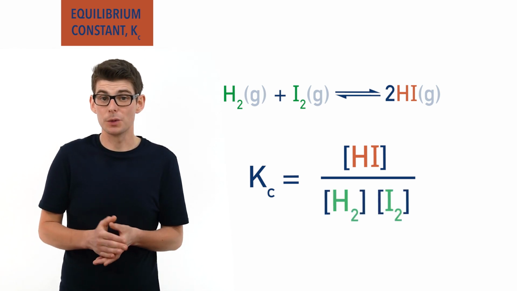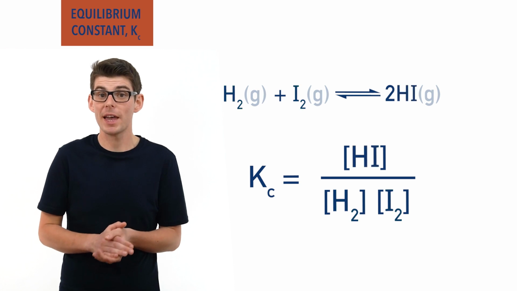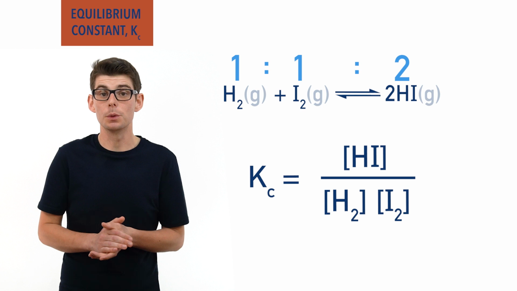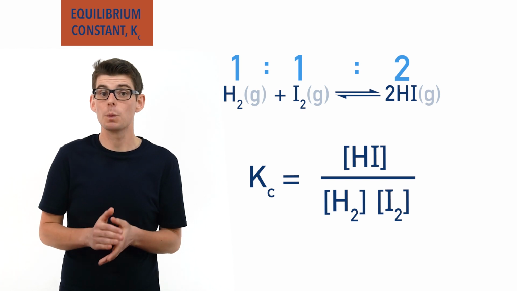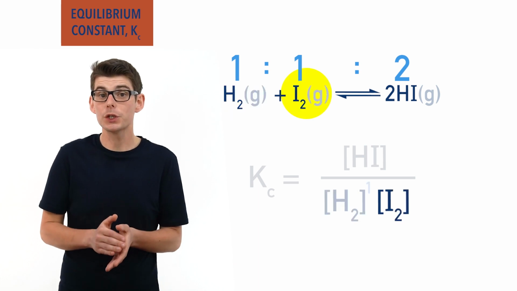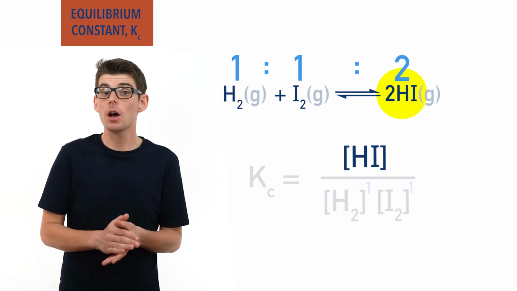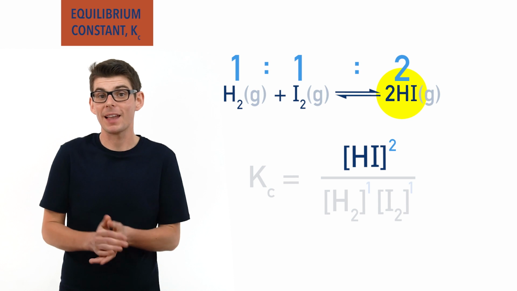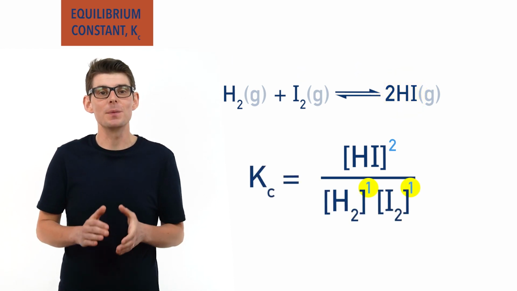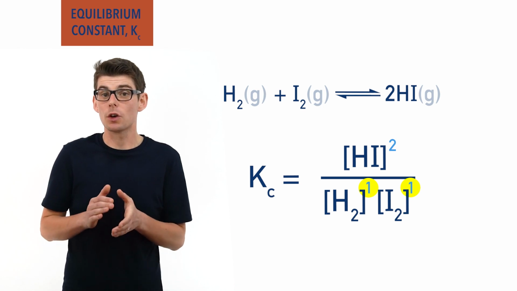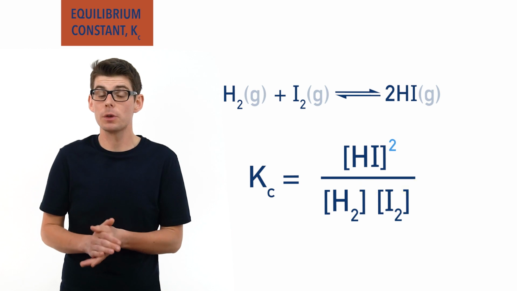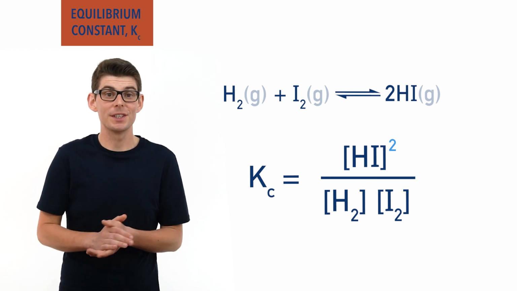The molar ratios or coefficients for the reaction of H2, I2 and HI are 1 to 1 to 2. Meaning in the expression we raise the concentration of H2 to the power 1, I2 to the power 1, and HI to the power 2. Anything raised to the power 1 just means the same value, meaning we can simplify this down to concentration of HI squared divided by concentration of H2 times concentration of I2.